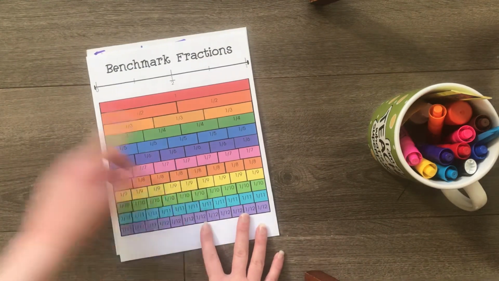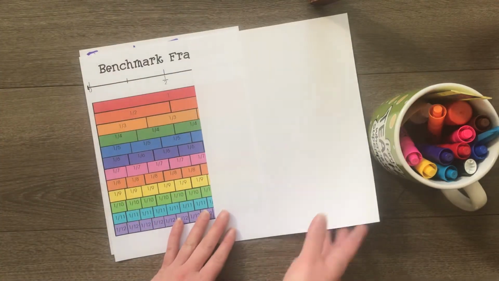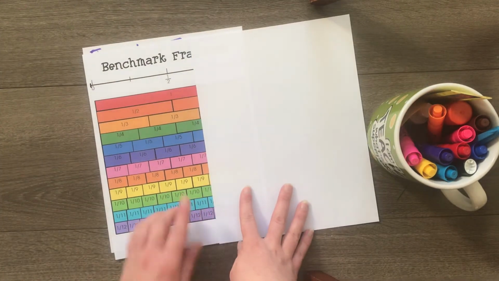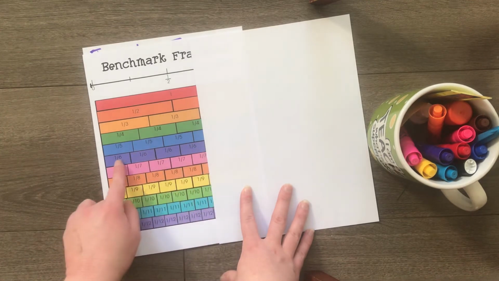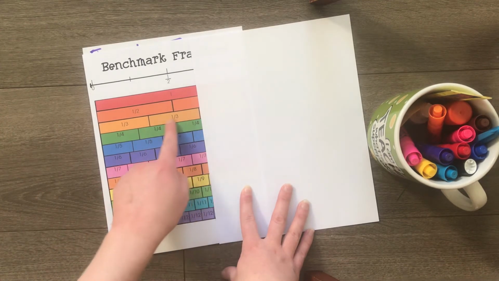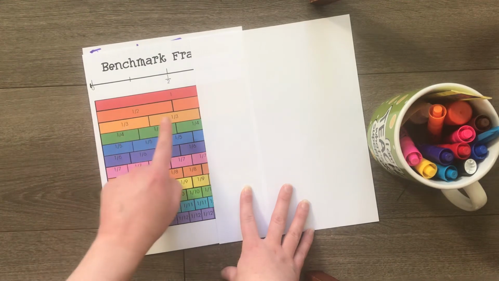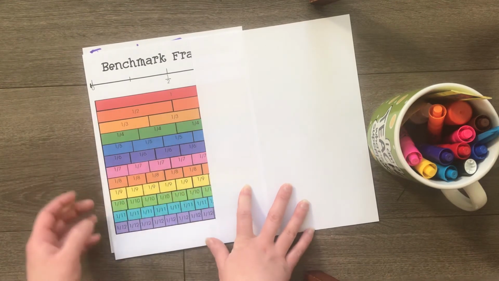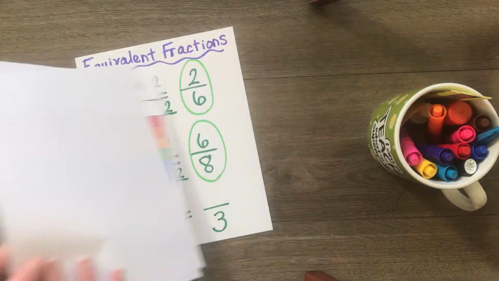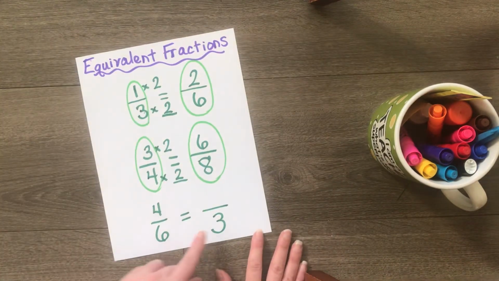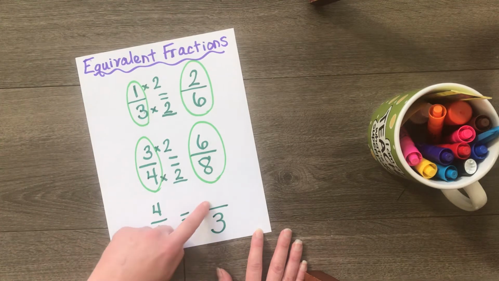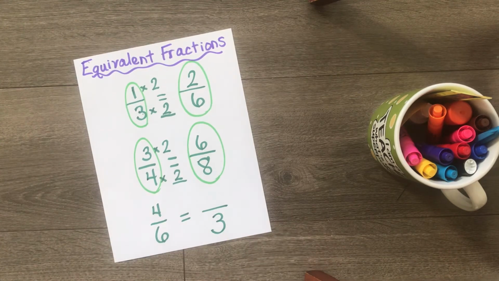1, 2, 3, 4. Okay, I'm going to cover up to 4/6. Now I'm going to look at how many thirds fit on top of 4/6. Oh, look, I see my thirds. 1/3, 2/3. All right, so I think that 4/6 is equal to 2/3. Let's see if we can get that number by doing our trick.